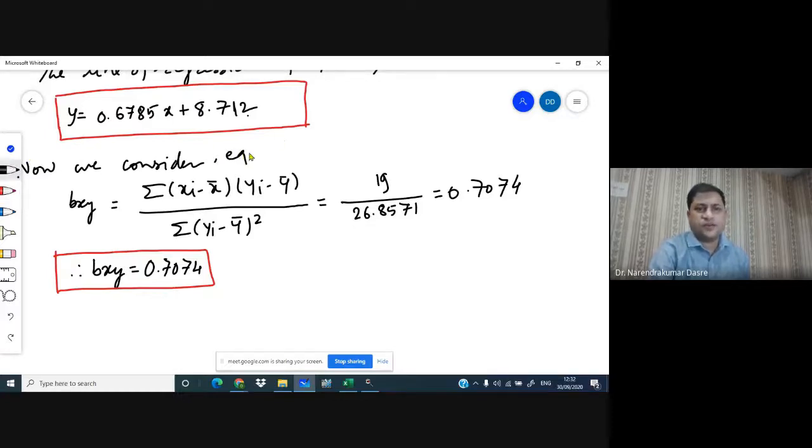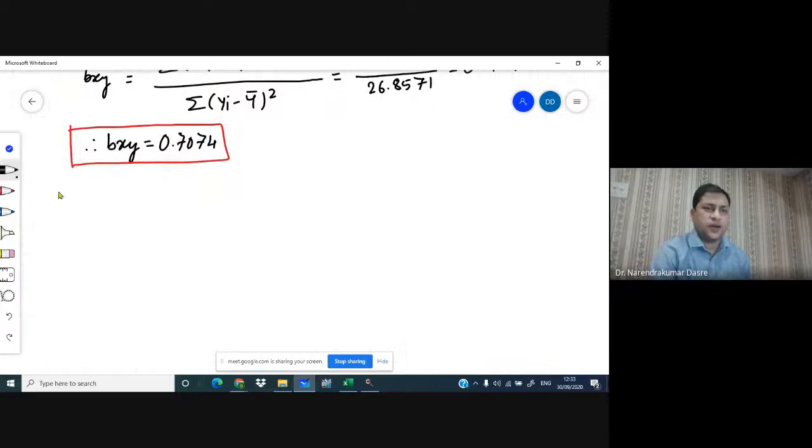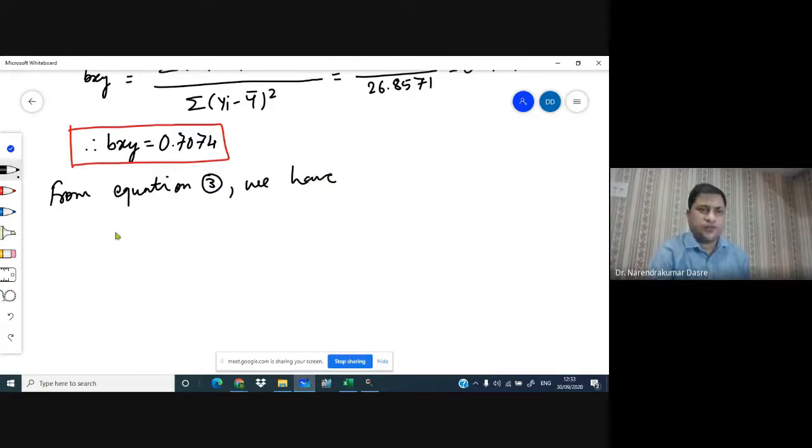Once I get this value of bxy, we consider equation 4, and now we have to consider equation 3. From equation 3, what is equation 3? It is x minus x bar is equal to bxy, 0.7074, into y minus y bar. So it is going to be 14.40.